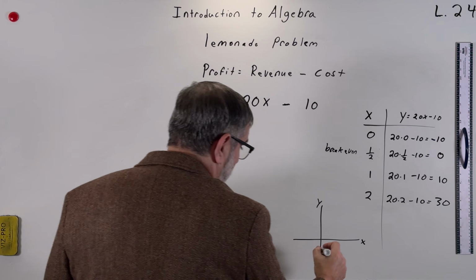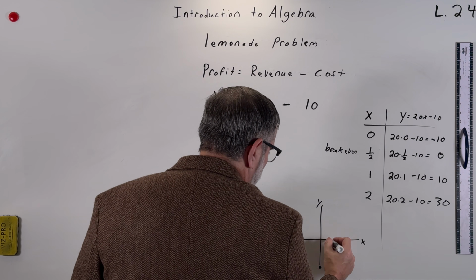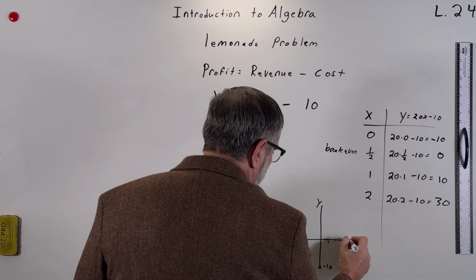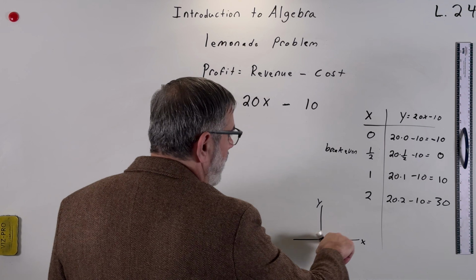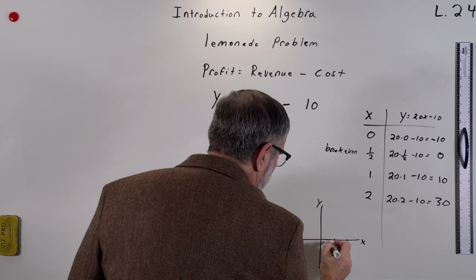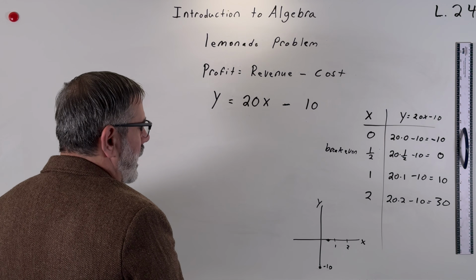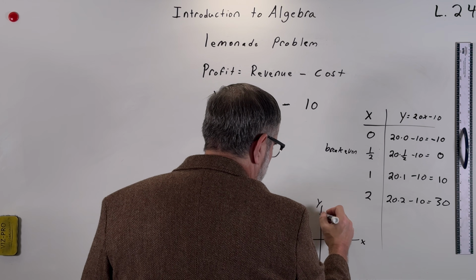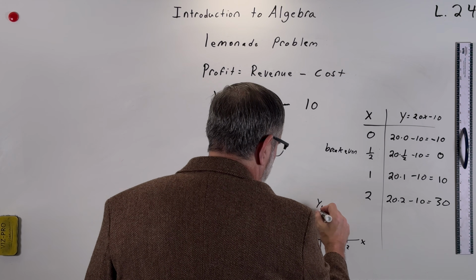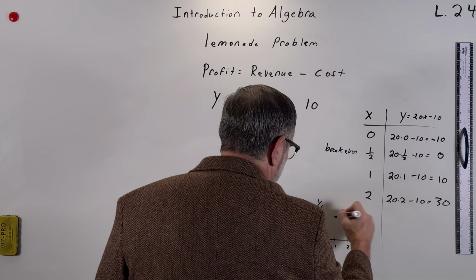When x was equal to 1/2, we'll say that this is 1, and well, actually let's space it a little better than that. Call this 1, and call this 2. So that's 1, 2. So 1/2 would be right about here. And when we have 1/2, y is equal to 0. So that's right here on the x-axis. Yes? And what about when x is 1, we get that y is 10. So that's here. Here's 10. When x is 1, y is 10. Put that point right there.